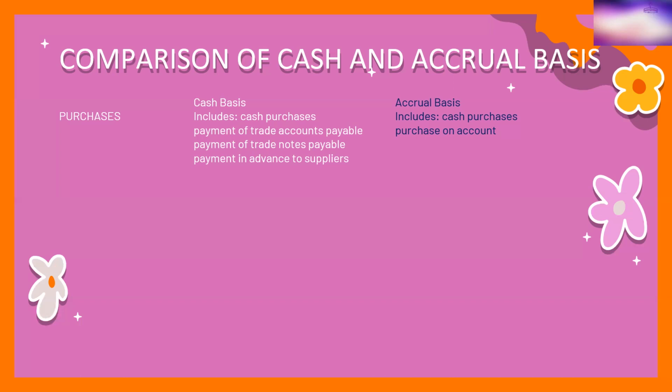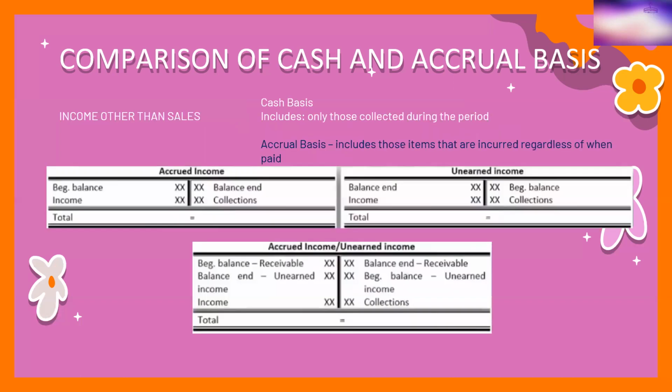Okay, so income other than sales under the cash basis includes only those collected during the period. So para kasing basic logic, pag cash basis, everything that is collected. Lahat ng pumasok na cash, lahat ng lumabas na cash, yun lang yung kailangan i-account. Under the accrual basis, it includes those items that are incurred regardless of when paid. So that's the basics naman ng accrual method natin.